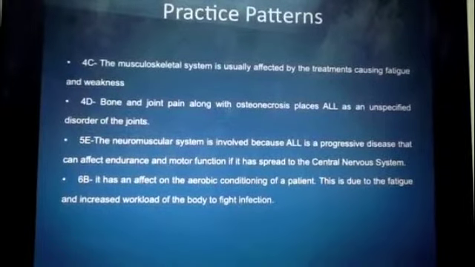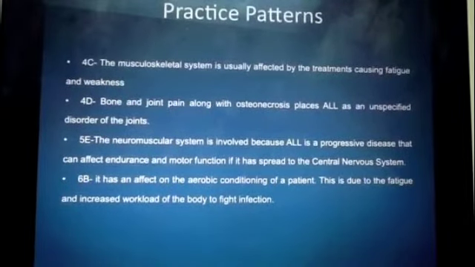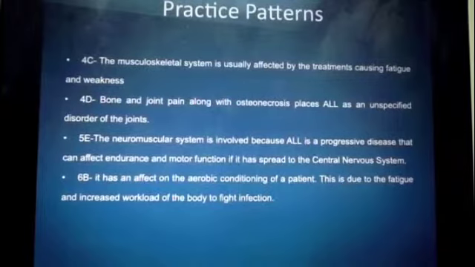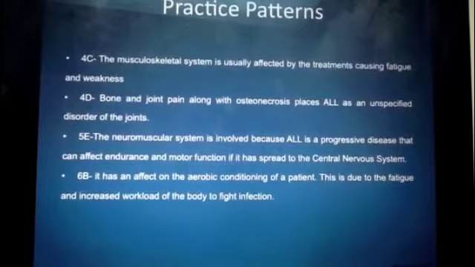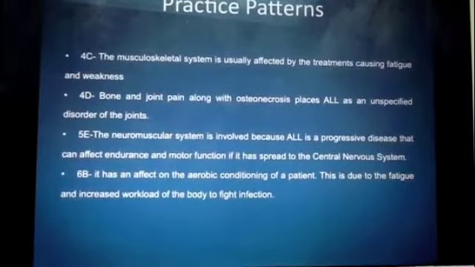The neuromuscular system is involved because ALL is a progressive disease that can affect endurance and motor function if it has spread to the central nervous system. It also has an effect on aerobic conditioning of the patient due to fatigue and increased workload on the body to fight infection.